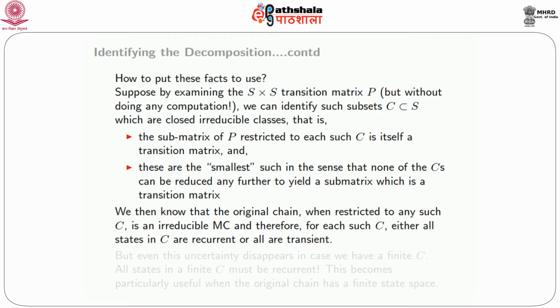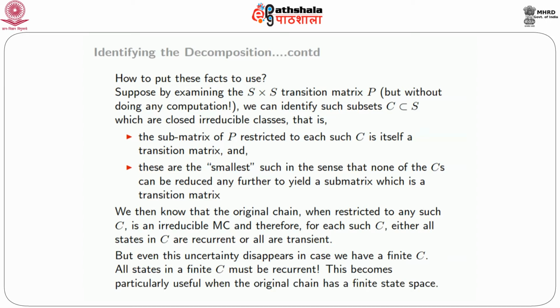And therefore for each such C, either all states in C are recurrent or all are transient. And this we obtain without doing any computations whatsoever, just by examining the transition matrix. If you are able to identify such C's, then at least we could say that within each C, all states are transient or all are recurrent. But even this uncertainty disappears in case we have a finite C, because in that case, we can immediately conclude that all states in a finite C must be recurrent, as already pointed out. So remember, we are able to make this conclusion without doing a single computation. This becomes particularly useful when the original chain has a finite state space, because in that case, all closed irreducible C will also be finite.